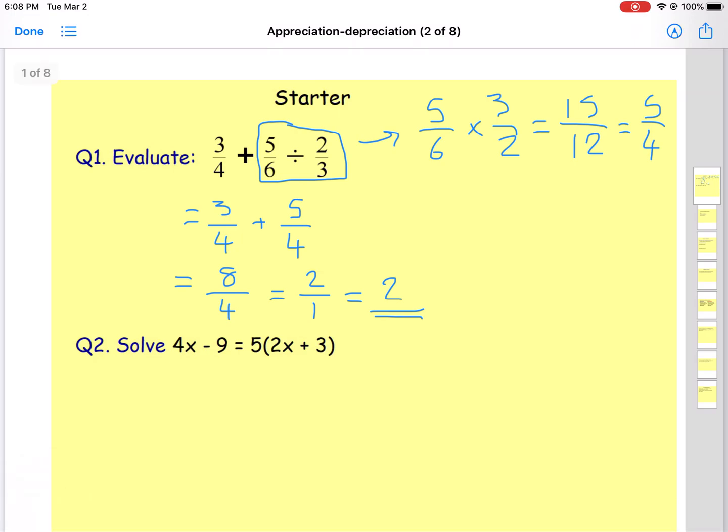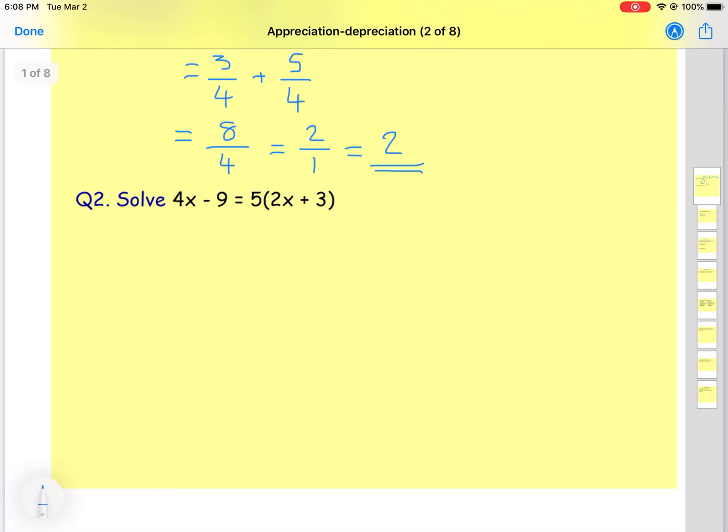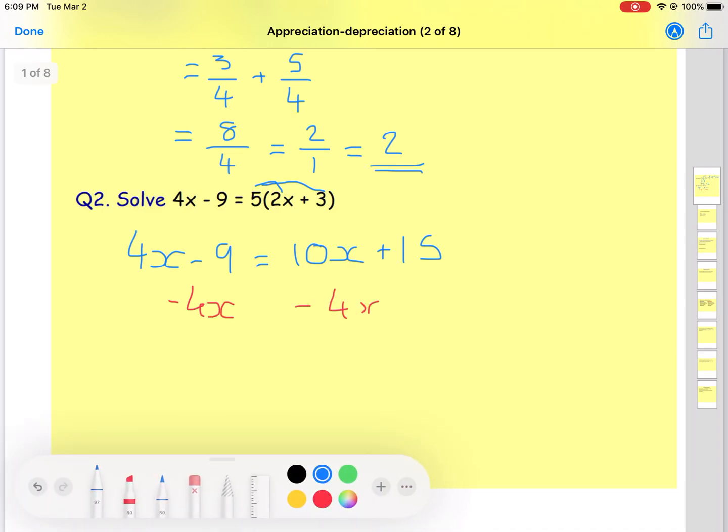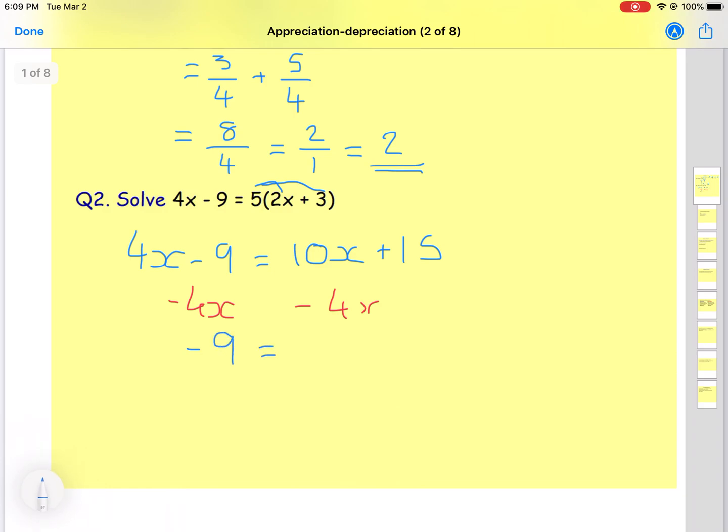Question 2, you will first multiply out the bracket on the right hand side, giving you 4x minus 9 equals 10x plus 15. Don't forget that plus 15 as well. You can solve this in any way, so I would probably say take 4x from both sides first of all. Keep my x's positive, so that's negative 9 equals 6x plus 15.